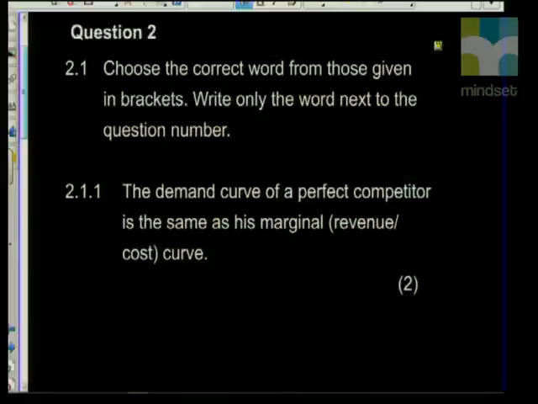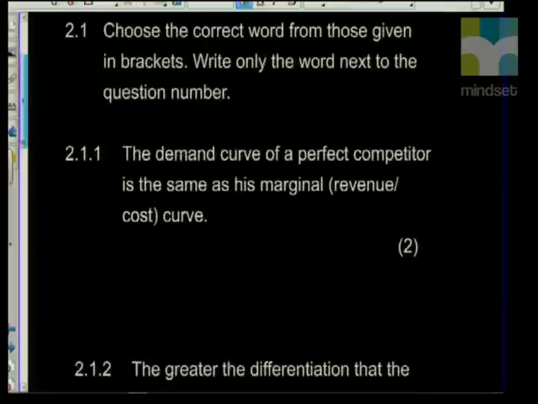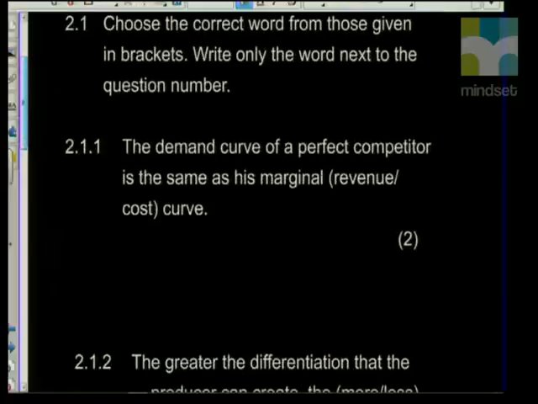Now we move on to question 2, the actual questions for section B. 2.1 says choose the correct word from those given in brackets. Write only the word next to the question number. Be careful when you read the instructions. If it says write only the word, do not write the entire sentence because it makes it very difficult for the person who has to mark the paper, because they're looking for a word and now they have to find the word in the sentence.